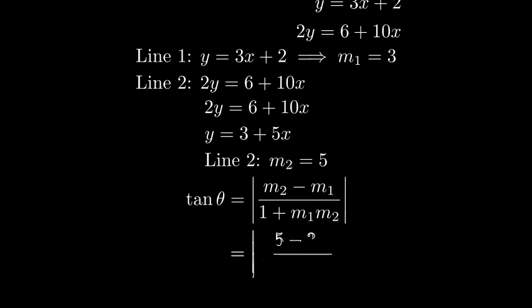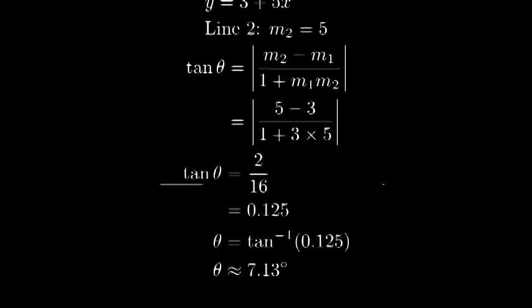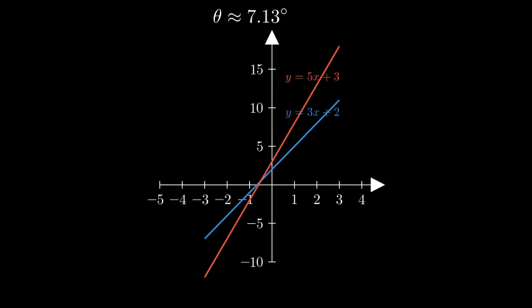Now we can use our formula. Tan theta equals absolute value of (5 minus 3) divided by (1 plus 3 times 5). This gives us tan theta equals 2 divided by 16, which equals 0.125. Taking the inverse tangent, we get theta approximately equals 7.13 degrees. Let's visualize this example. Here are the two lines plotted on the coordinate plane. Line 1 in blue, with slope 3, and line 2 in red, with slope 5. As calculated, they form an angle of approximately 7.13 degrees at their intersection.